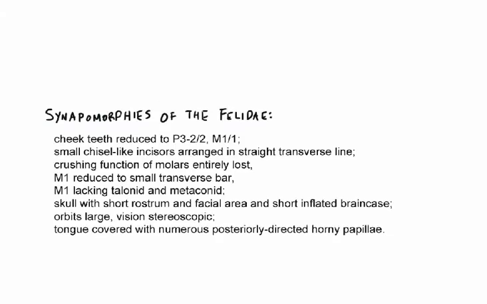So let's do this. Let's ask a mammologist. Hey mammologist, what are the synapomorphies of the cat family? And they would come back with a list that looks like this. A lot of these characteristics are dental characteristics. M1 is the first molar. And we're saying that the first molar is reduced to a small transverse bar, and it lacks a talonid and a metaconid, whatever those are, right? And so, according to the experts, these are the synapomorphies of the Felidae.